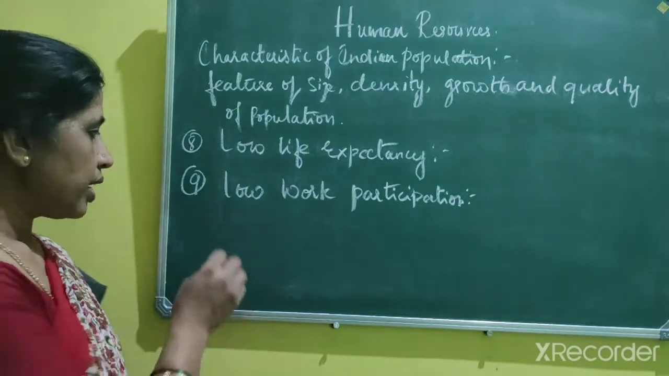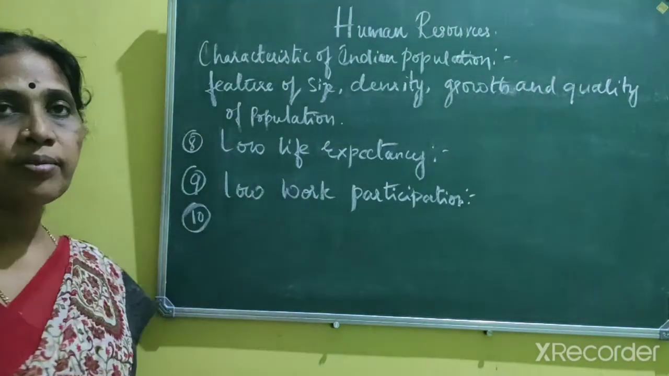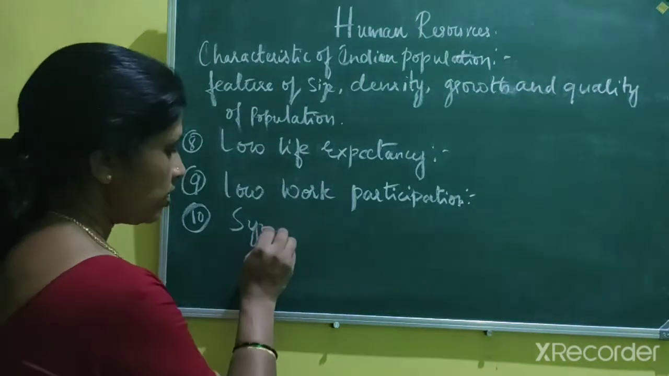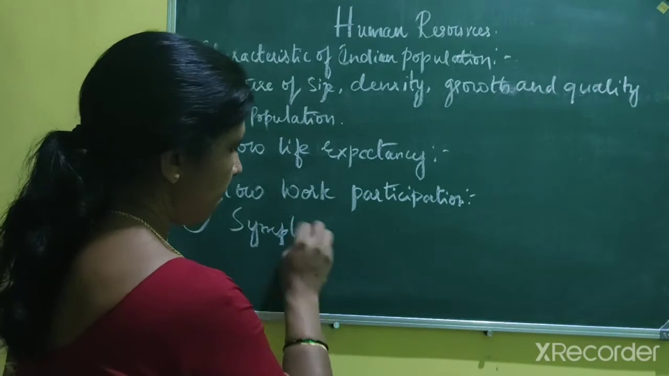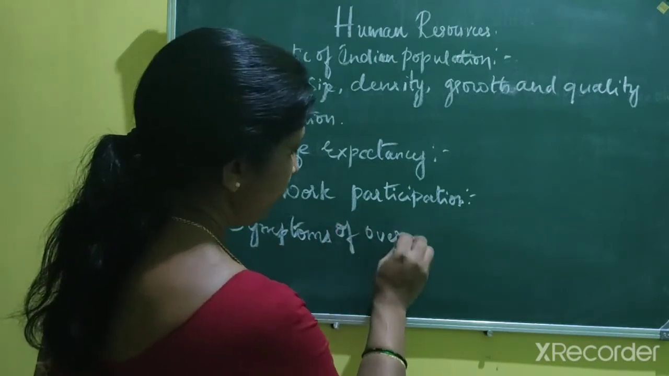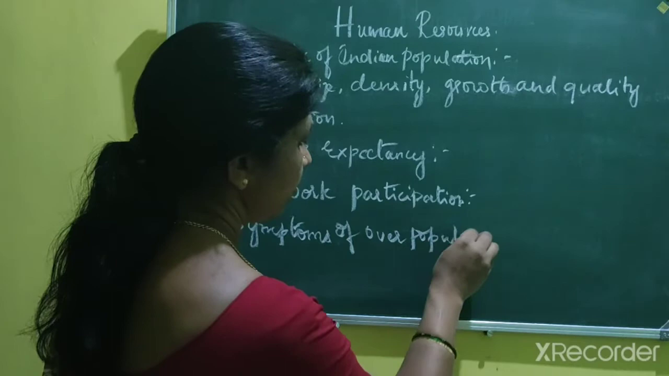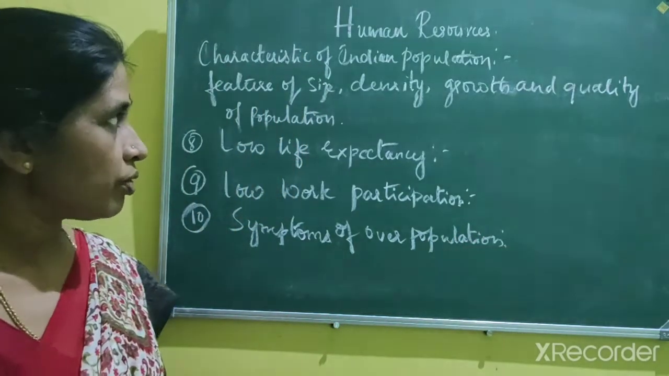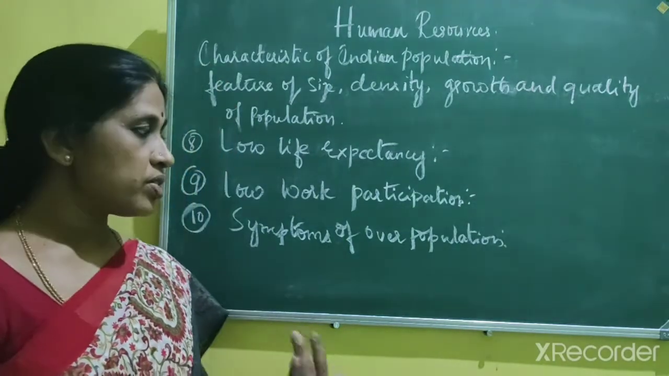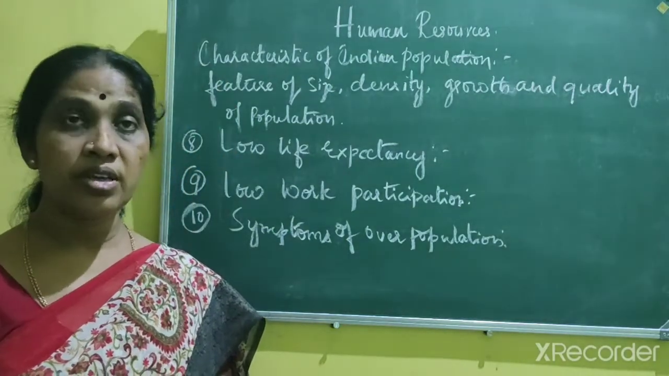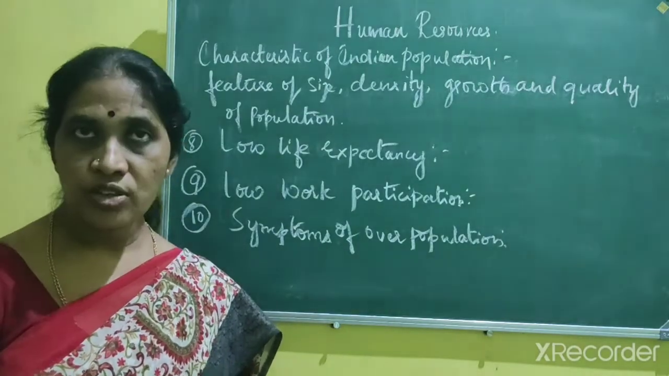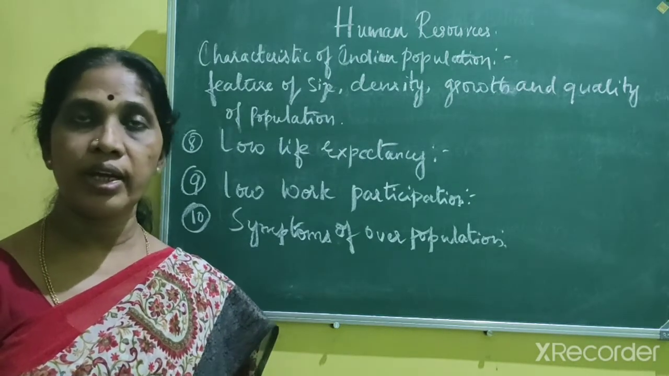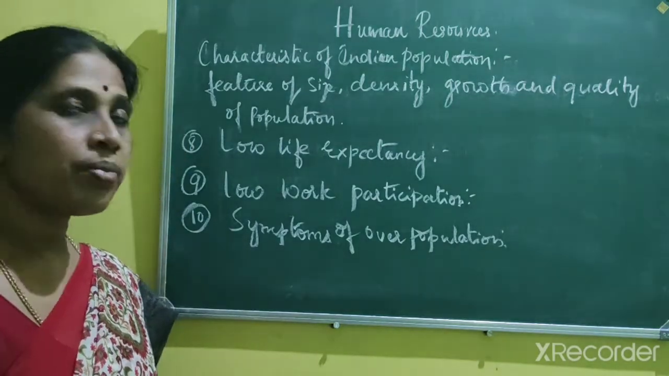So the last characteristic feature of the Indian population is symptoms of overpopulation. This is also one of the characteristic features of India's population. What is this symptom of overpopulation? It means that when the population size of the country exceeds its ideal size, it is called overpopulation.